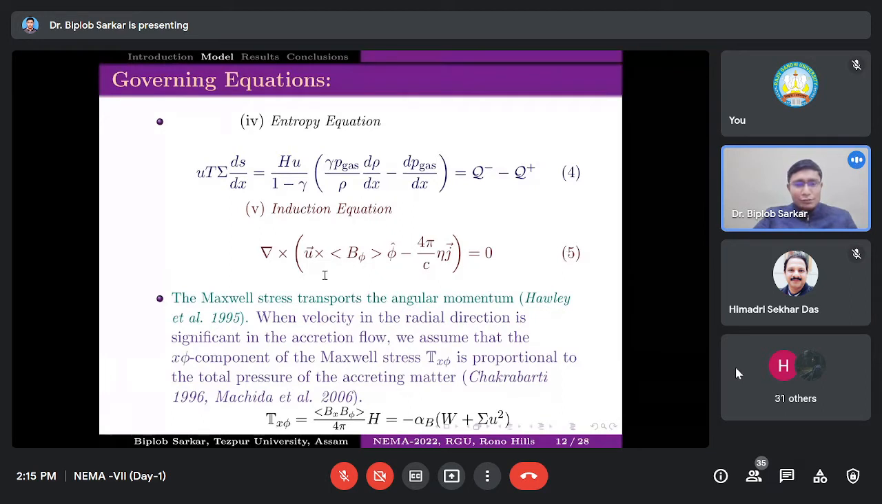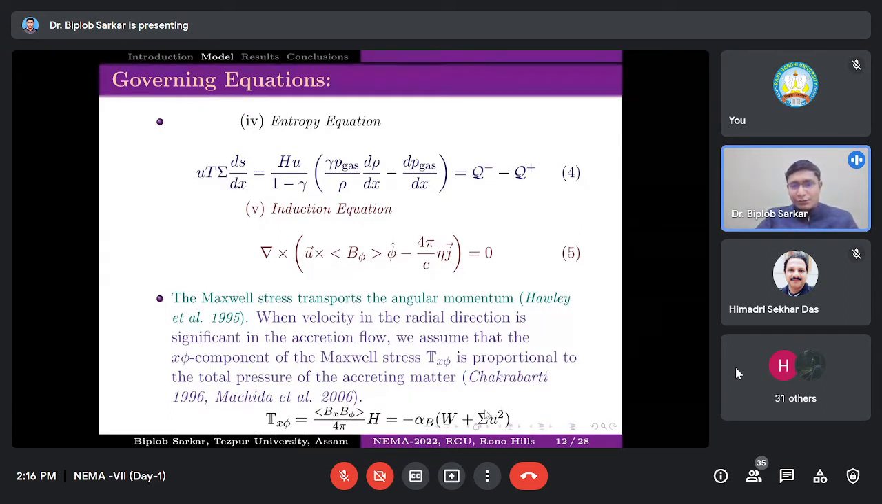Now, in the accretion flow, the Maxwell stress transports the angular momentum. When the velocity in the radial direction is significant in the accretion flow, then we assume that the x-phi component of the Maxwell stress, T x phi, is proportional to the total pressure of the accreting matter, following the work by Chakrabarti 1996 and Machida et al. 2006. So the Maxwell stress T x phi is considered to be proportional to W plus Sigma U squared. W here represents the vertically integrated total pressure in the flow, and Sigma U squared represents the ram pressure in the flow.